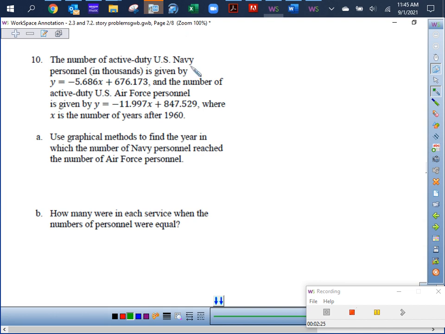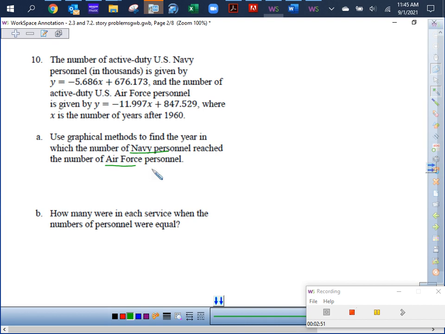Number of active people in the U.S. Navy, in thousands, is given by this formula. And the number of active people in the Air Force is given by this formula, where X is the number of years after 1960. So use graphical methods. I even think I typed it out. No, we're not going to use graphical methods to solve this. We are going to use algebra to see when the people in the Navy reach the number of people in the Air Force. Set them equal to each other.